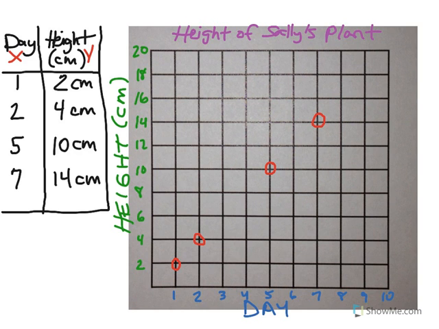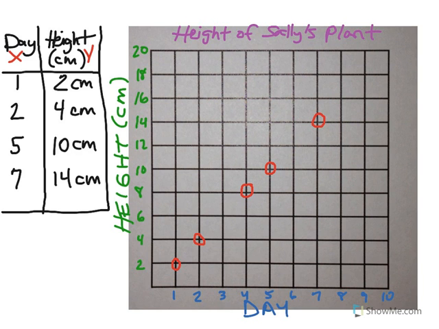Hopefully you're noticing one of two things. First, the points on our grid appear to form a straight line. If that's the case, we can use that to help us find out how many centimeters Sally's plant will be on day 4. You may also notice a pattern in the table. Either one is fine, but either way, on day 4, we should conclude that her plant should be approximately 8 centimeters tall.